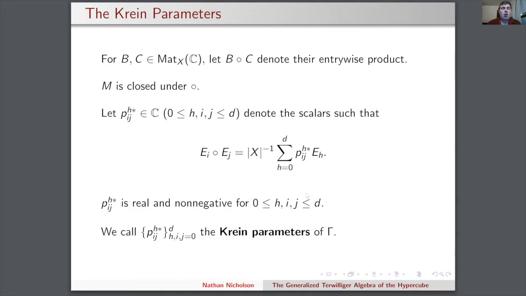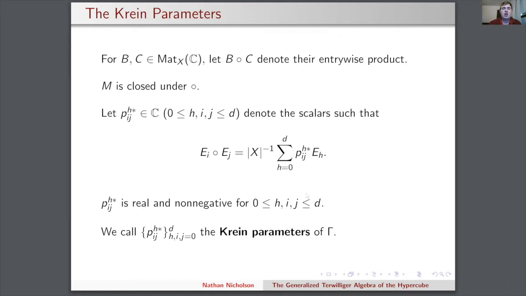So it turns out that our Bose-Mesner algebra M is closed under this operation. So we're going to let p^h_ij star, for i, j, and h going from 0 to D, denote the scalars such that E_i circle E_j is equal to the cardinality of X to the -1 times the sum for h going from 0 to D of p^h_ij star E_h. Now again, why should these things exist?